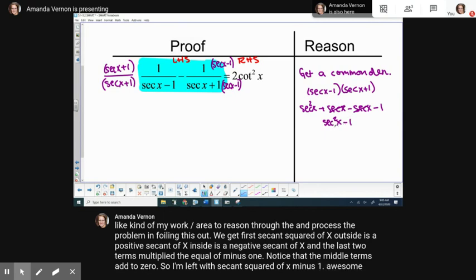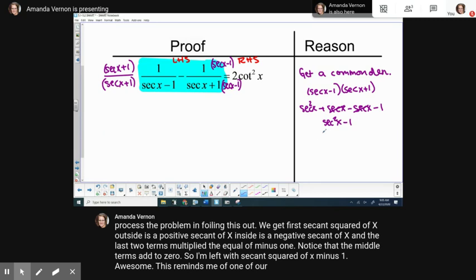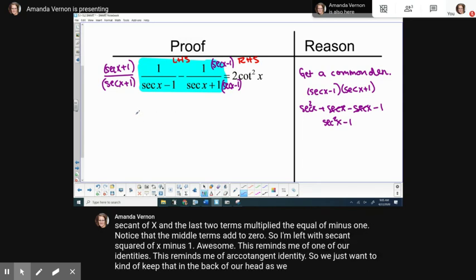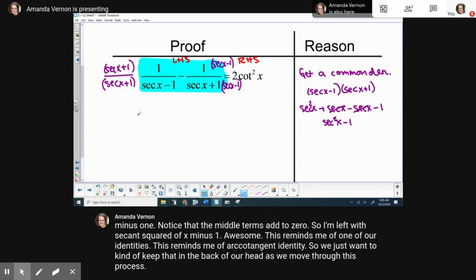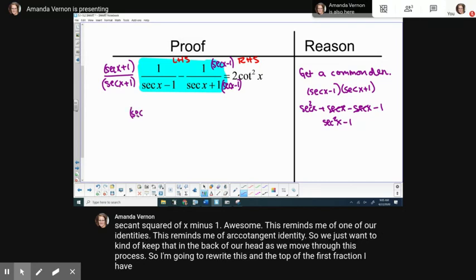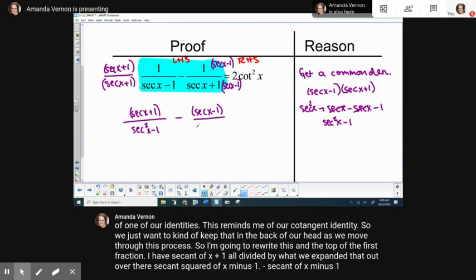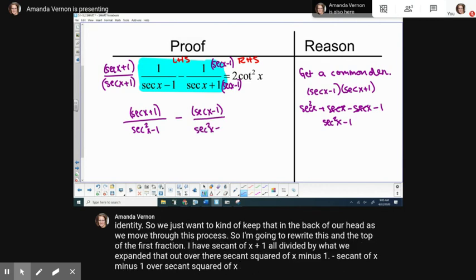Awesome. This reminds me of one of our identities. This reminds me of our cotangent identity. So we just want to keep that in the back of our head as we move through this process. So I'm going to rewrite this. On the top of the first fraction, I have secant of x plus 1, all divided by what we expanded out over there, secant squared of x minus 1, minus secant of x minus 1 over secant squared of x minus 1. All right, so we have our common denominator.